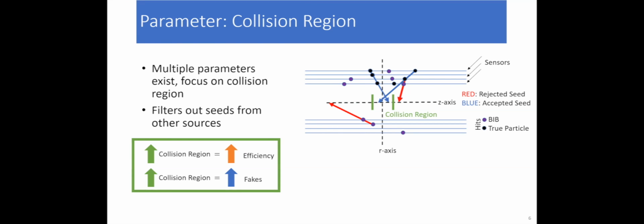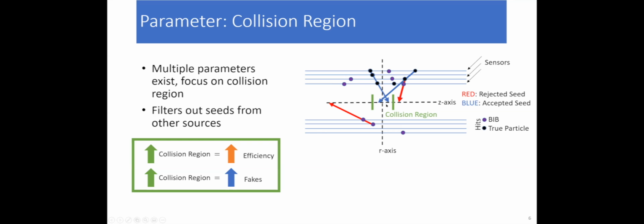One of the parameters that you can mess with within the seeding process is the collision region. The whole idea is that you draw a line through a pair of particles, and you draw that line towards the z-axis. The z-axis would be the axis where the particles are moving on, and the r-axis would be the place where the sensors are, like concentric cylinders around the z-axis.